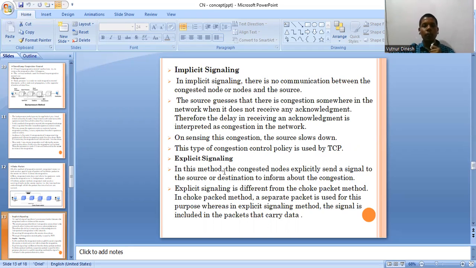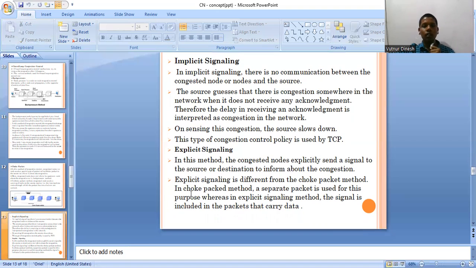Explicit signaling. In this method, the congested nodes explicitly send a signal to the source or destination to inform about the congestion. Explicit signaling is different from the choke packet method. In the choke packet method, a separate packet is used for this purpose, whereas in the explicit signaling method, the signal is included in the packets that carry data.